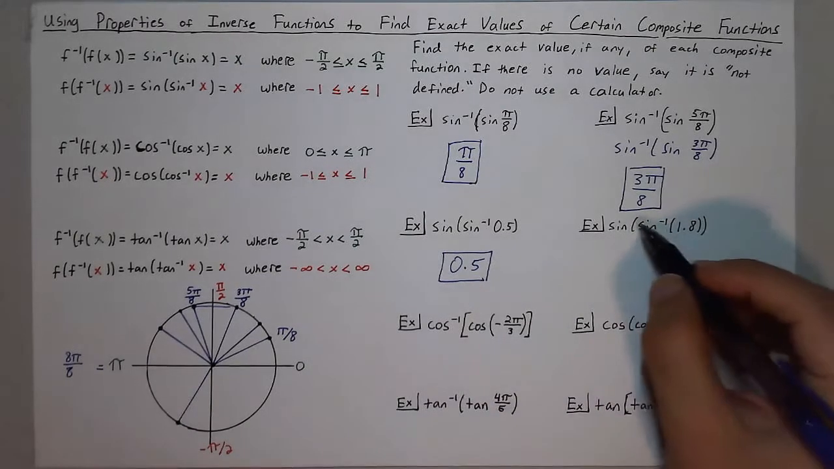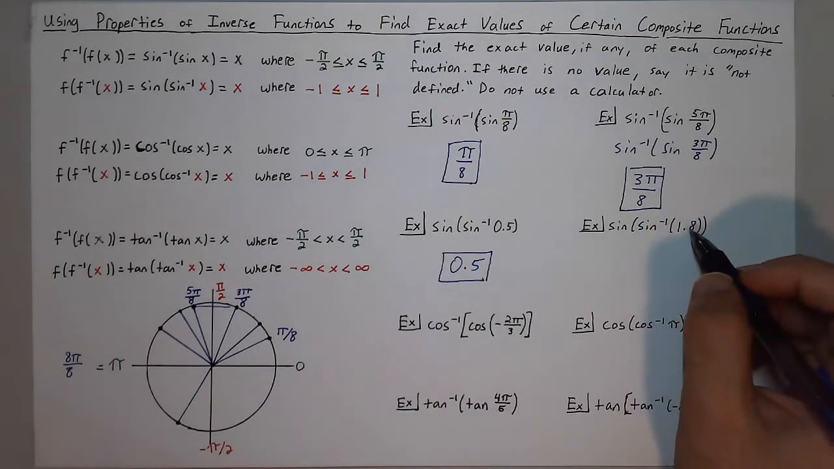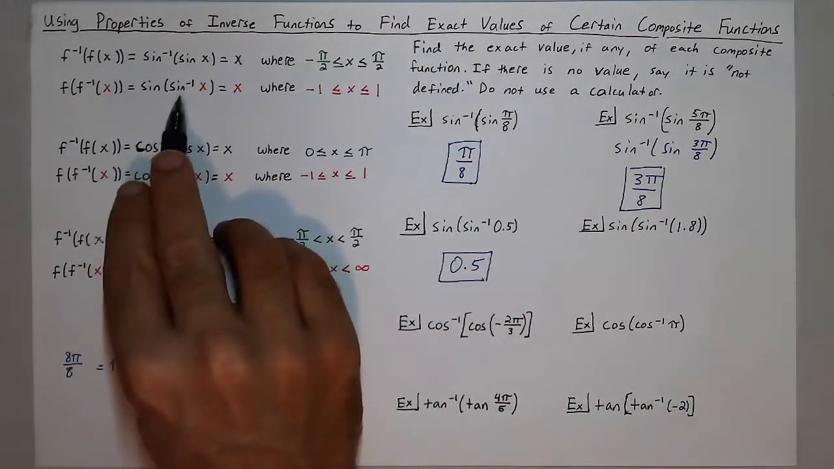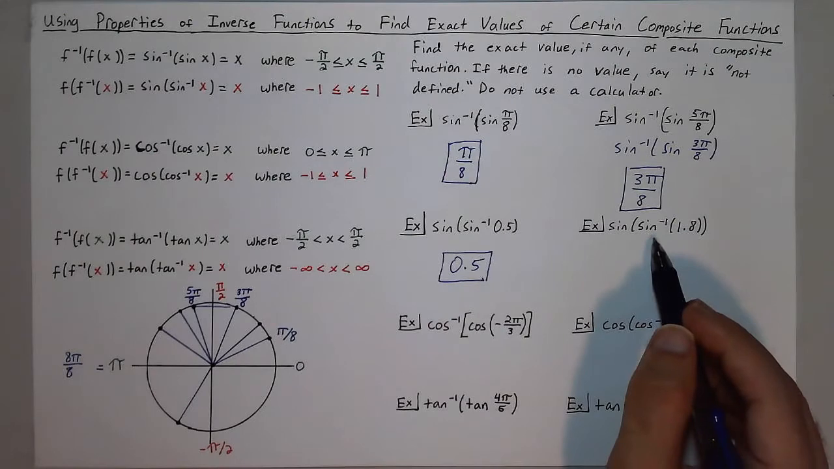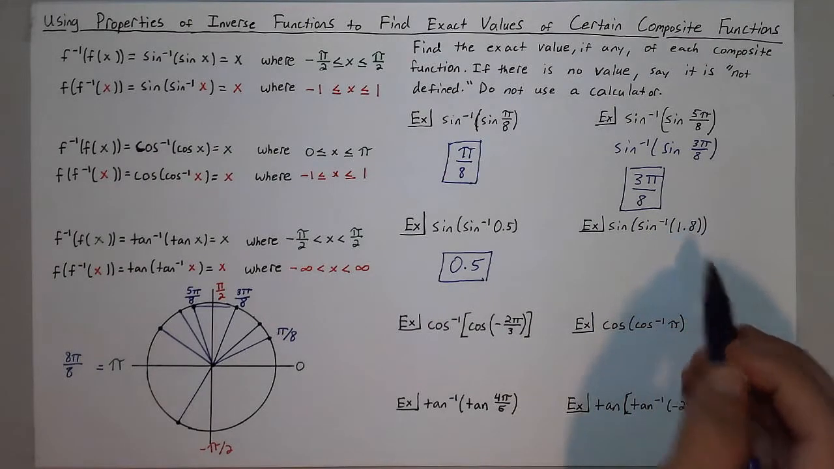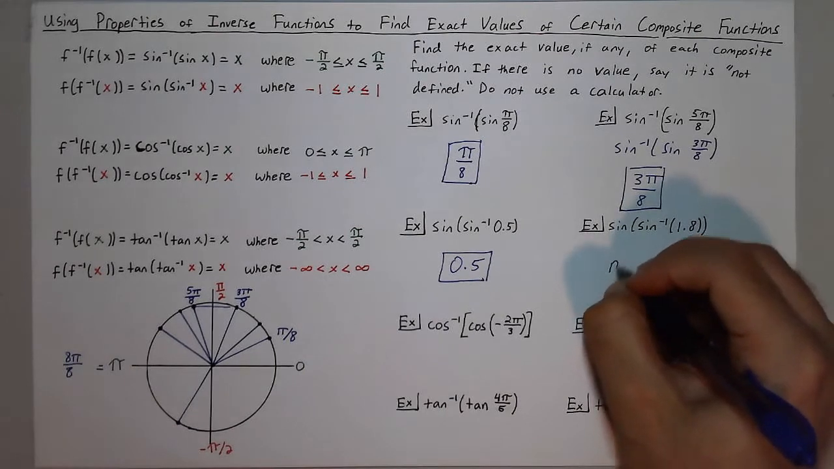Next up, we have sine of sine inverse of 1.8. Now, 1.8 is bigger than 1. Again, since we're looking at that sine inverse first, we need to make sure that this number is between negative 1 and 1, but it's clearly not. So this will be not defined.